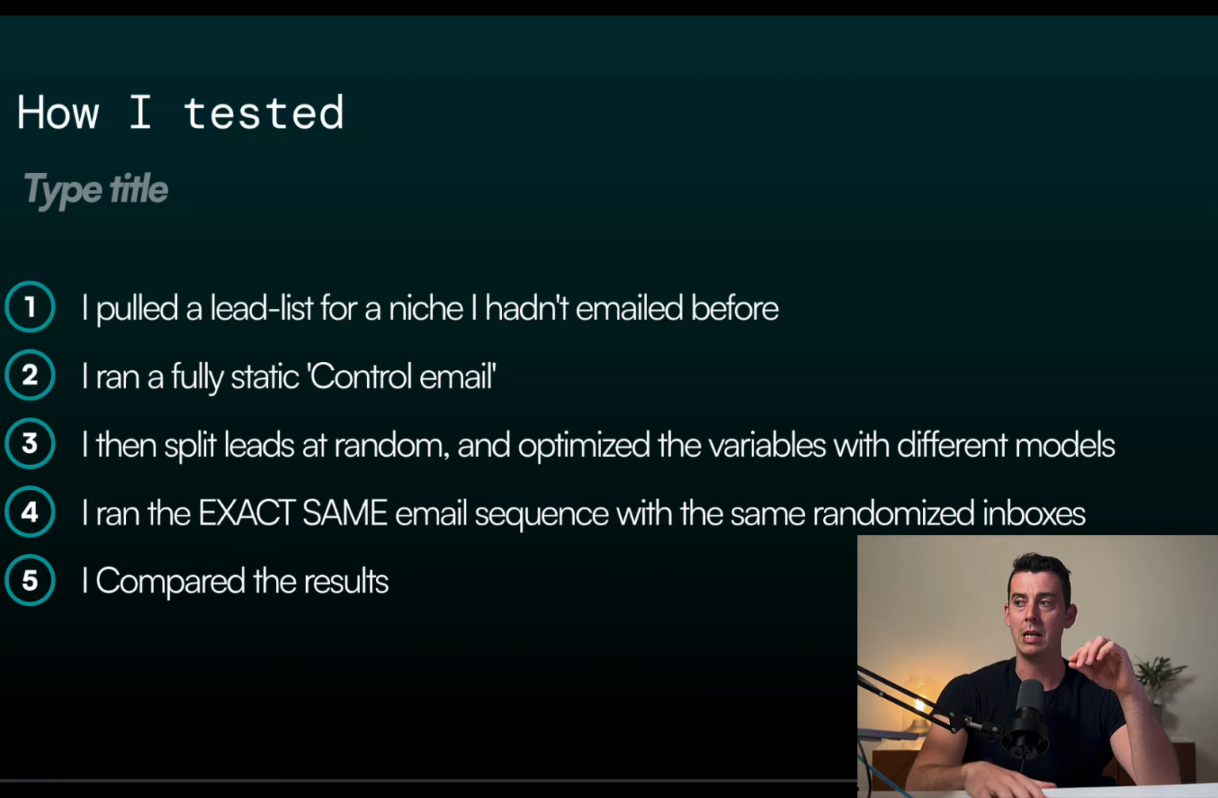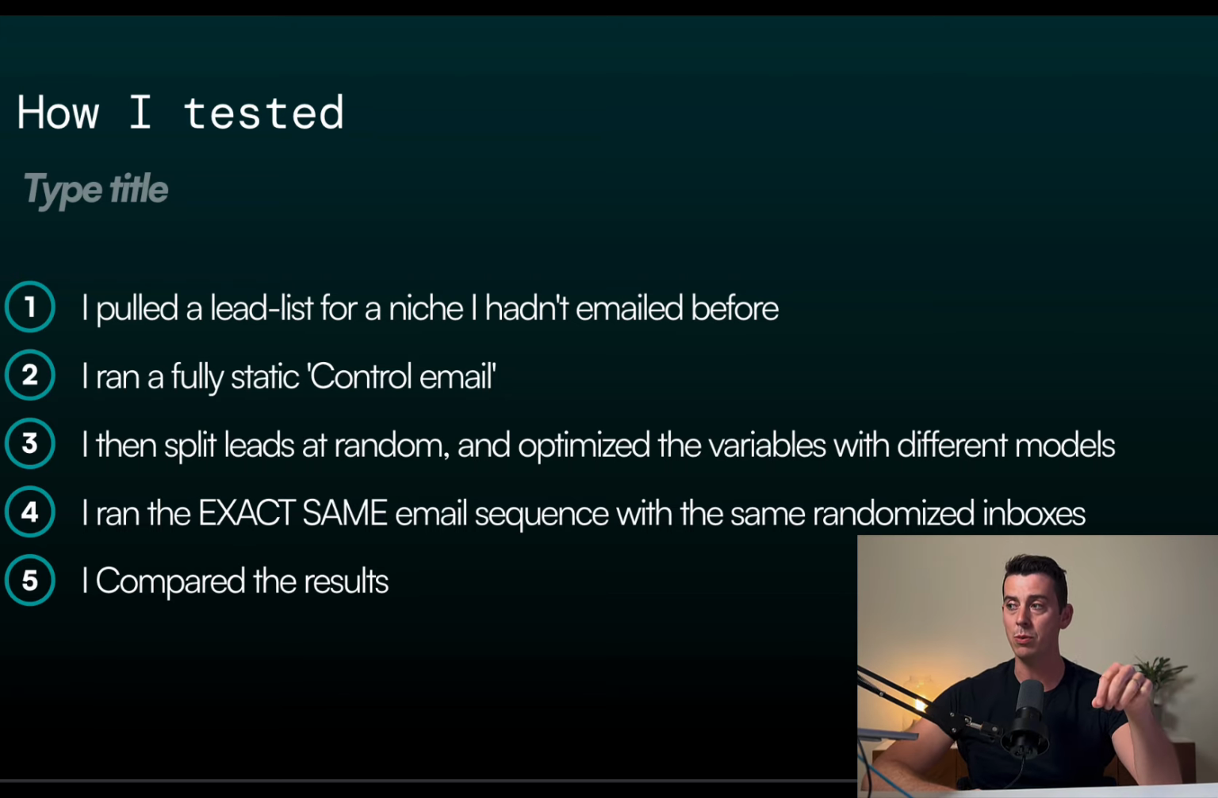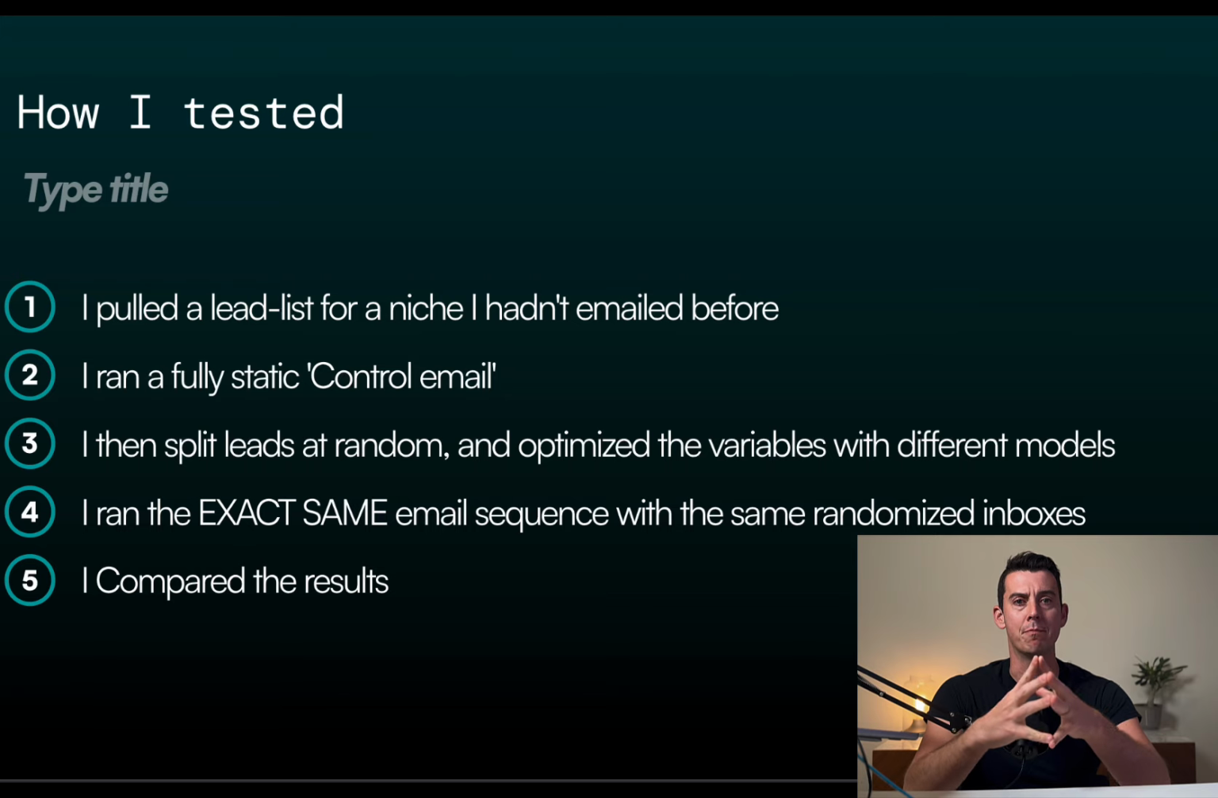Then what I did is I split out a chunk of leads, so each of the tests had the same number of leads to run through. And then I optimized things. And then I ran the exact same sequence, but I randomized inboxes. So for this one, I didn't want to have any deliverability input, or as minimal deliverability input as possible.